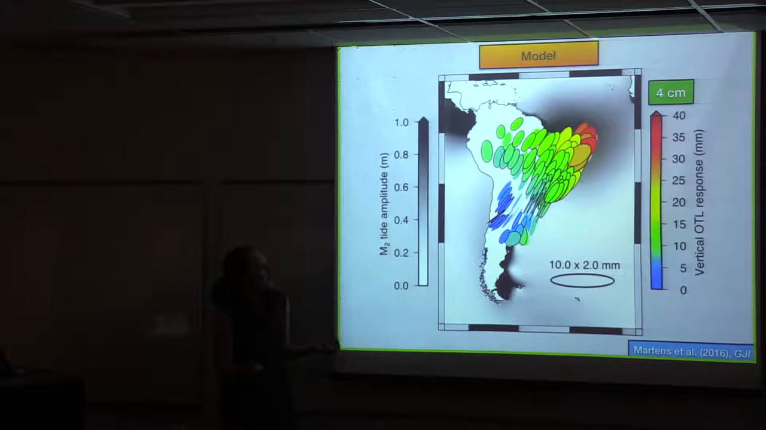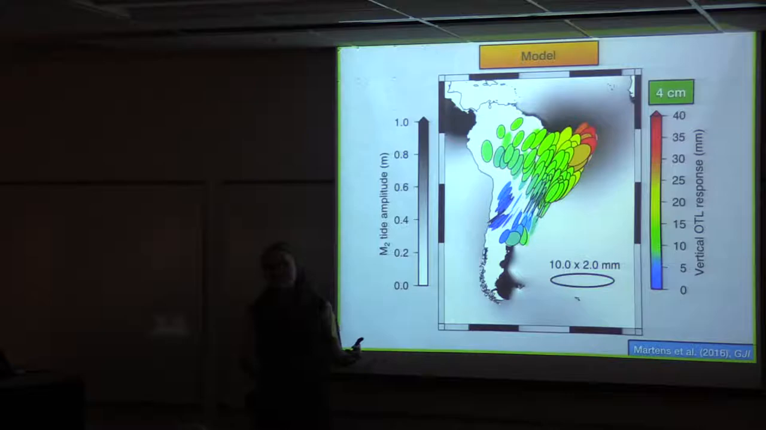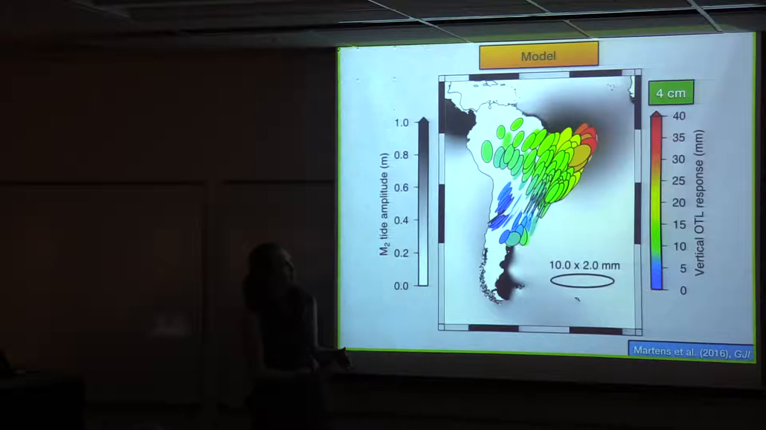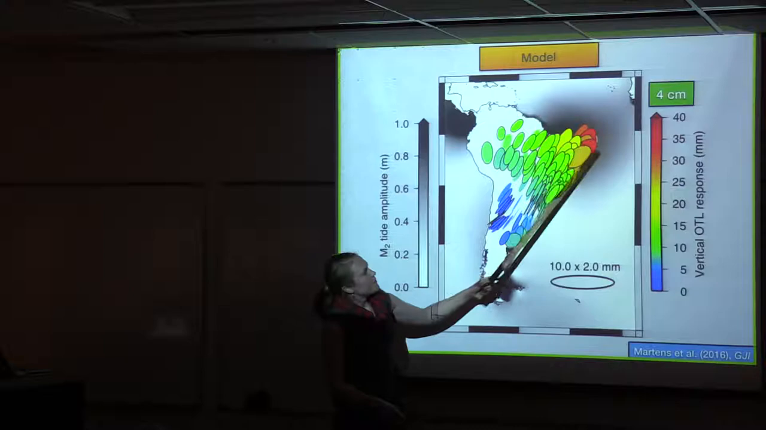Okay, so each ellipse that you see here is centered on the site of a GPS receiver in South America. The color of the ellipse is showing us the vertical displacement response of that station to the M2 ocean tide offshore. And the size and orientation of each ellipse, here's a reference here, is showing us the horizontal displacement response. So on the coast of Brazil, some of these red ellipses here, that's about 4 centimeters of displacement in amplitude.